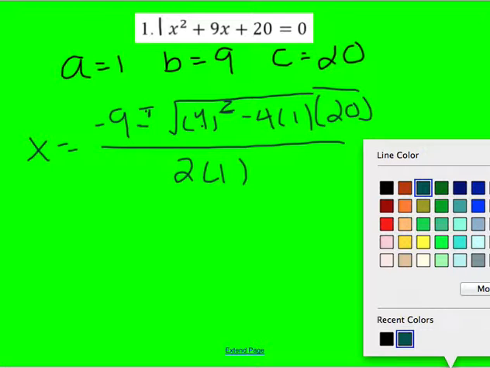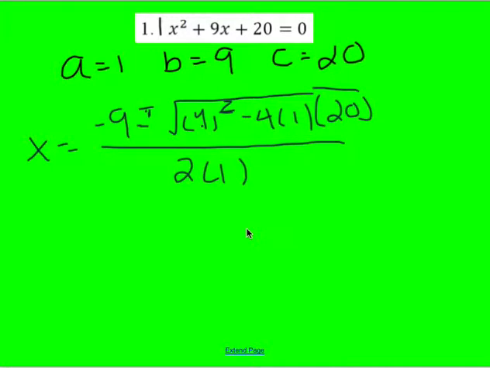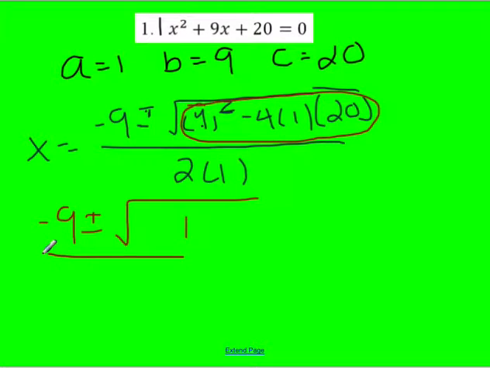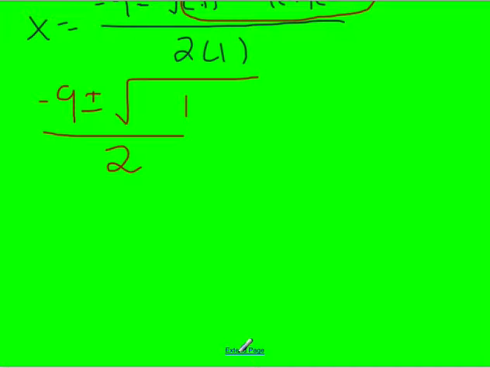Now remember, when I'm going through and simplifying this, it's all about being a good calculator user. So you can take this and plug it in. So you have negative 9 plus or minus the square root of 9 squared minus 4 times 20, which is just going to give you 1, all over 2. So now we're going to split it up to our positive and our negative version.